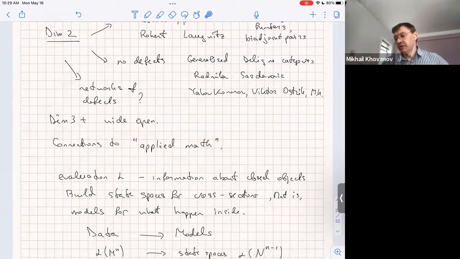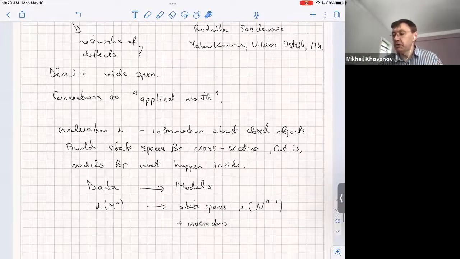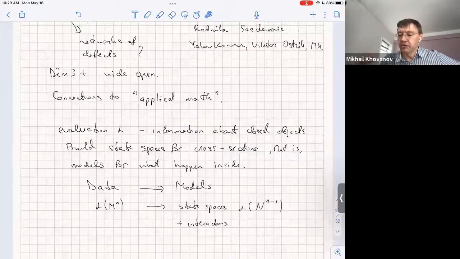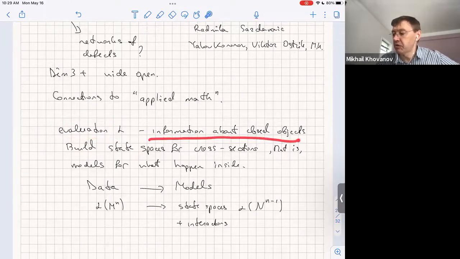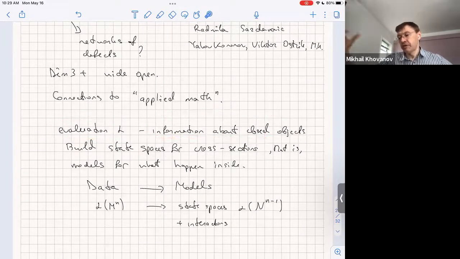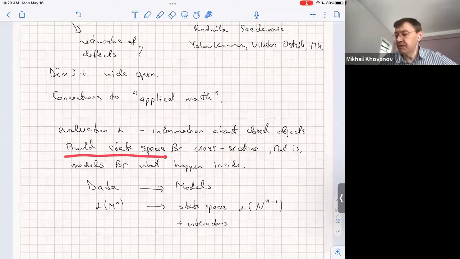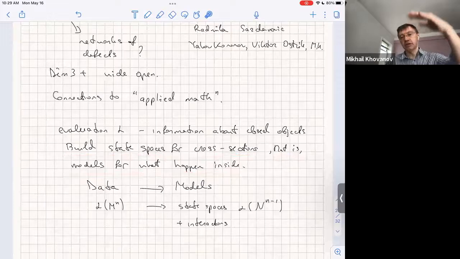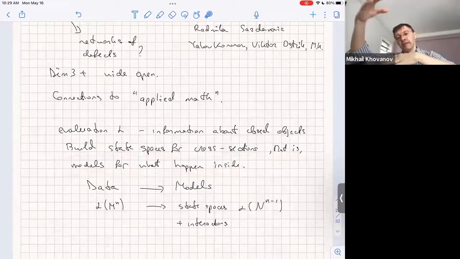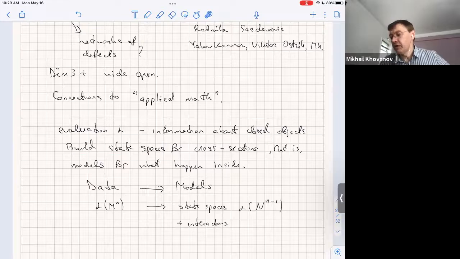I don't want to split math into applied and pure, but in some sense, it's not surprising that we see these relations to applied mathematics or other sciences, because when we have an evaluation, it's like we have information about closed objects that we observe, say, from a distance. And now we're building state spaces for cross sections. So we're building models for what happens inside. Cross sections give us vector spaces. Cobordisms give us maps. So we're building a model for the machine that computes this evaluation.